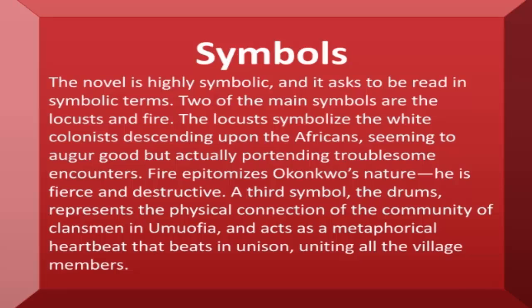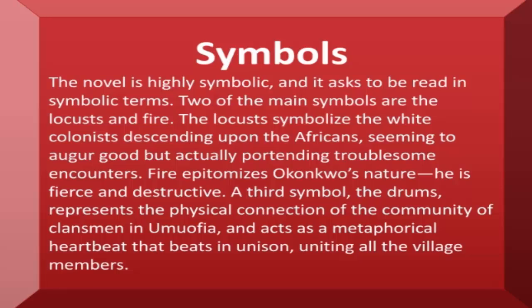Symbols: the novel is highly symbolic. Now, this is all about symbols. The whole novel is full of symbols and it asks to be read in symbolic terms. Two of the main symbols are the locusts and fire. The locusts symbolize the white colonialists descending upon the Africans, seeming to augur good but actually portending troublesome encounters. Fire epitomizes Okonkwo's nature. He is fierce and destructive.